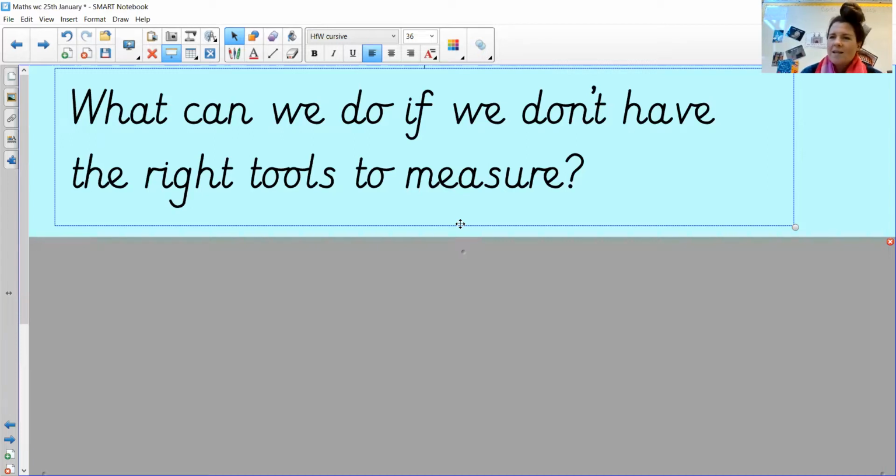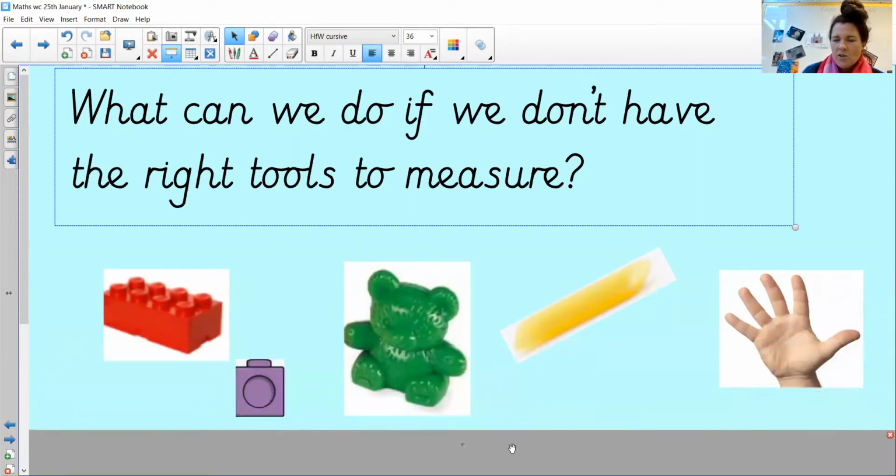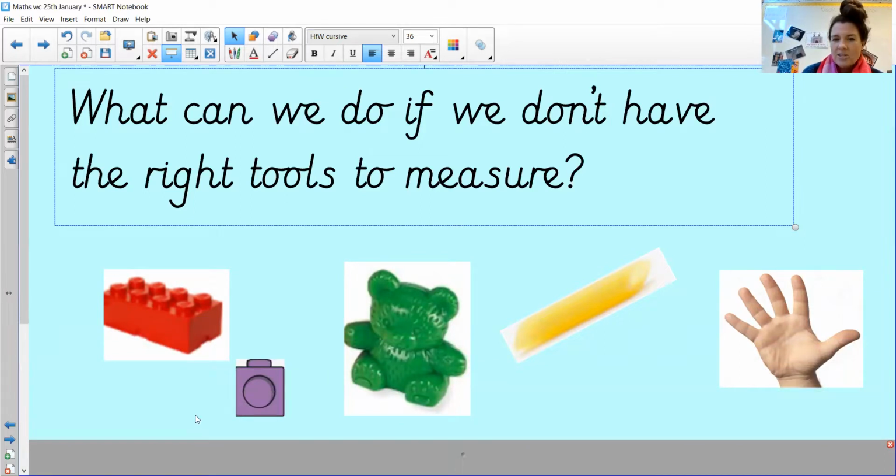Okay, well, I hope you had a good chat about what you could do if you don't have the right tools to measure. Now, hidden under this screen, I've got some tools that we might be able to use instead. Let's have a little look. Oh, could we use some of these things to measure objects? Could we use Lego bricks? Could we line up Lego bricks? Could we line up cubes and work out how long something is or how tall something is? Could we use bears or little objects? Could we use pasta? Or could we use our hands or parts of our hands, maybe our thumbs or our fingers or just our whole hand?